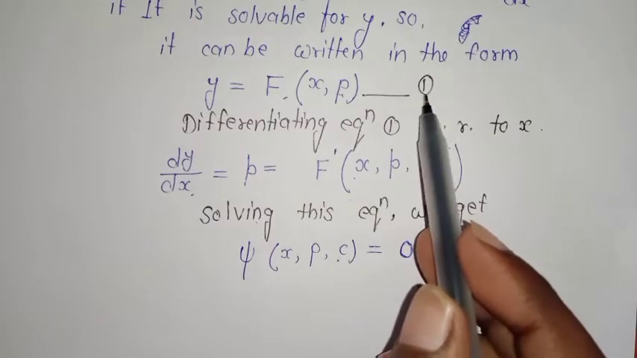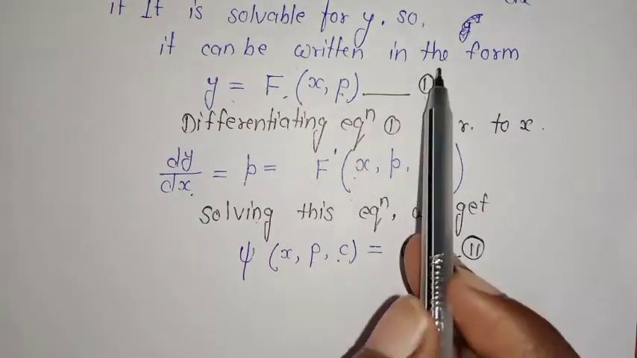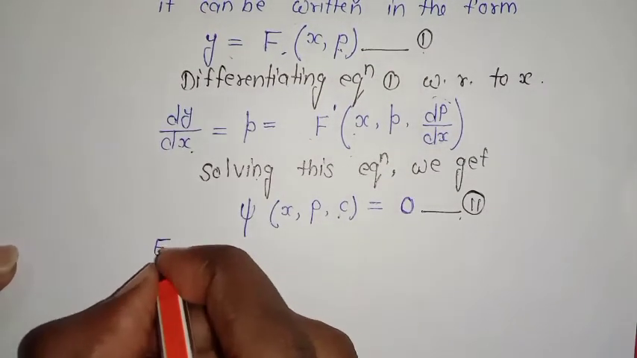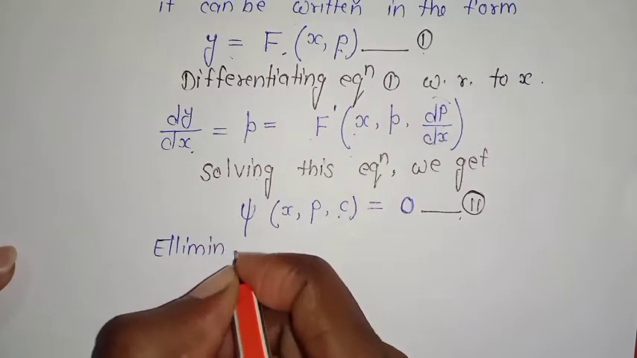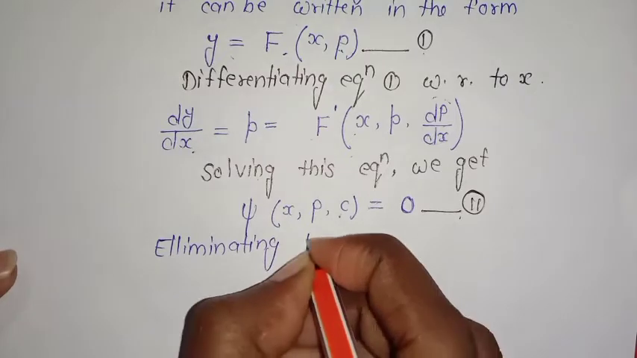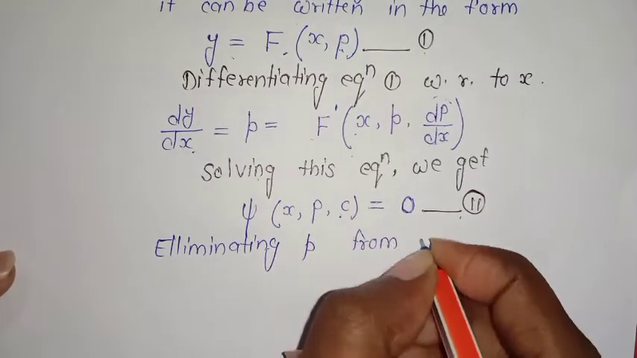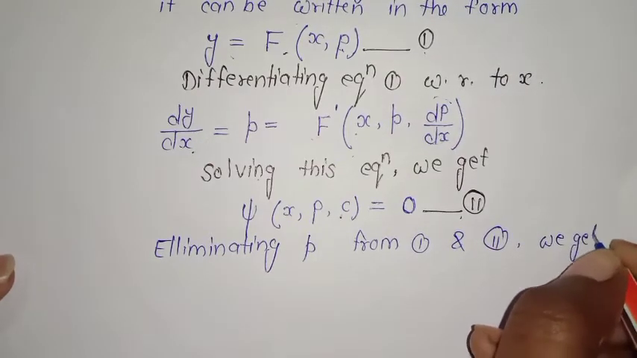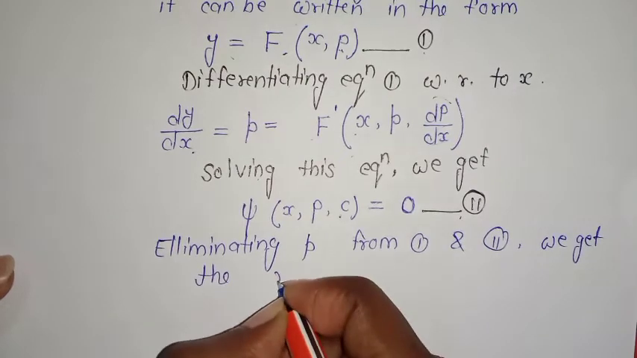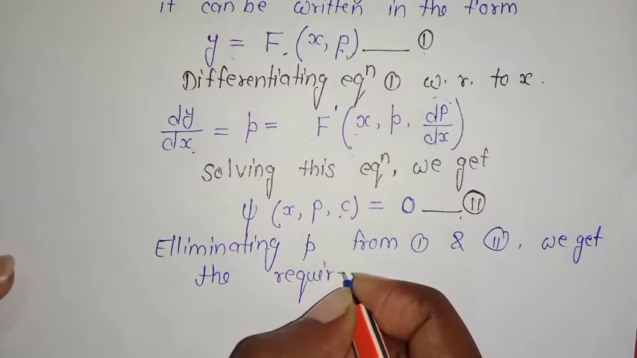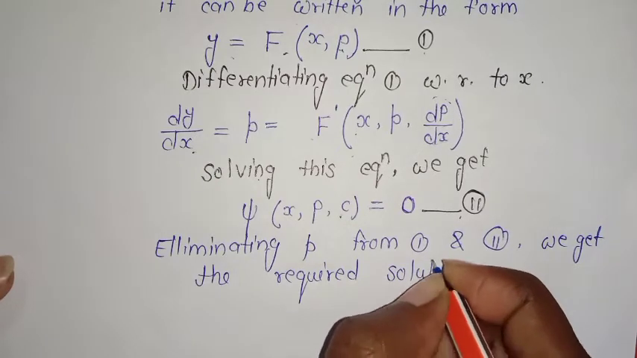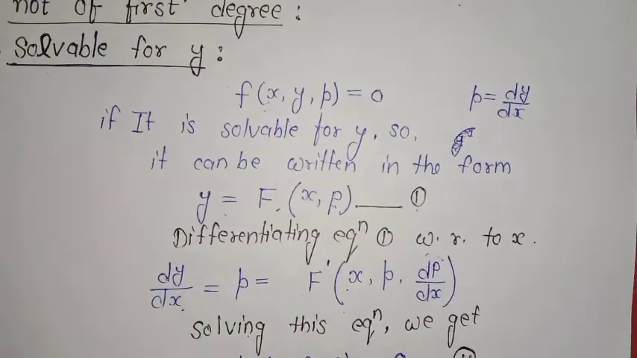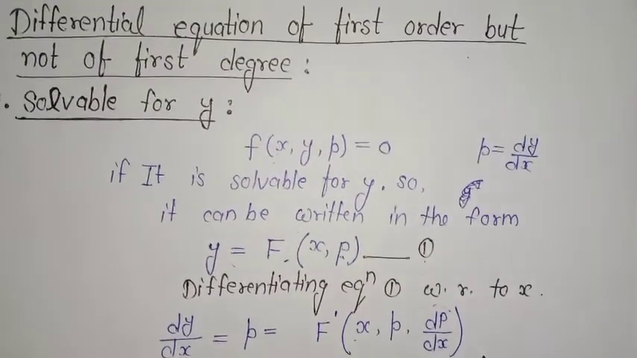So now we will try to eliminate the value of p from equation 1 and equation 2. Eliminating p from 1 and 2, we get the required solution. So this was the working rule of solving an equation which is of first order but not of first degree.